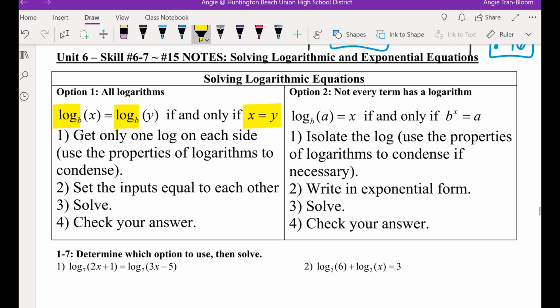And step number 4. Kelly, can you help me read both step 3 and 4 in option 1, please? Yes, guys, check your answer. It's ultra, ultra, ultra important, okay?